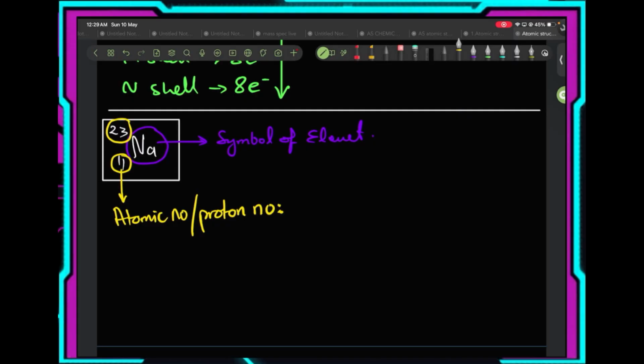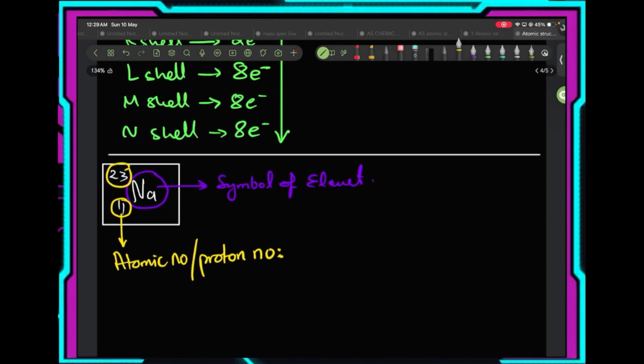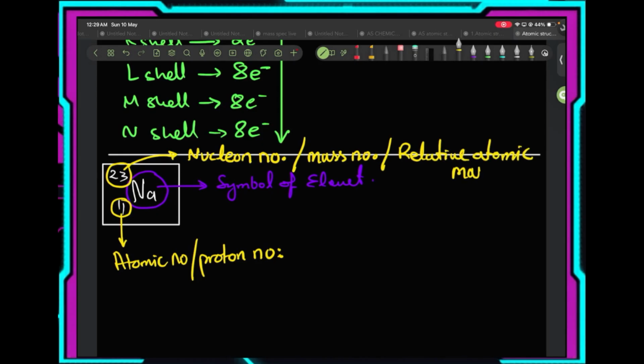This tells you that an atom of sodium would have how many protons in it? 11. Yeah, exactly, 11. And this larger number up here, this tells you the nucleon number, or we also call it the mass number, and we also call it the relative atomic mass. We'll discuss this later when we reach moles. But right now, this is the nucleon number for you.